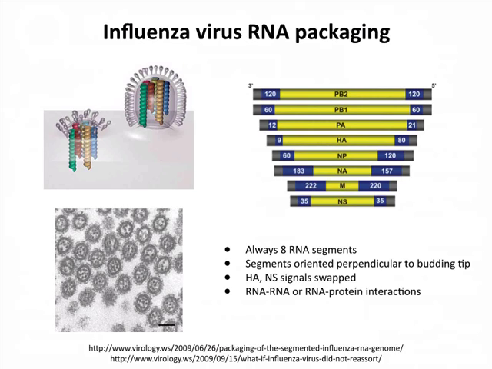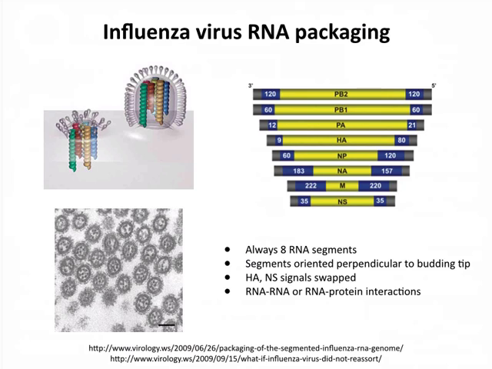What was really the key observation is that a study was done a couple of years ago which showed that if you grow influenza viruses, over 95% of the particles always have 8 segments. They don't have fewer and they don't have more. So there's clearly a mechanism for getting 8 segments in. In addition, if you look at the virus particles by electron microscopy, the segments are always oriented perpendicular to the tip of the virus as it budded out of the cells.